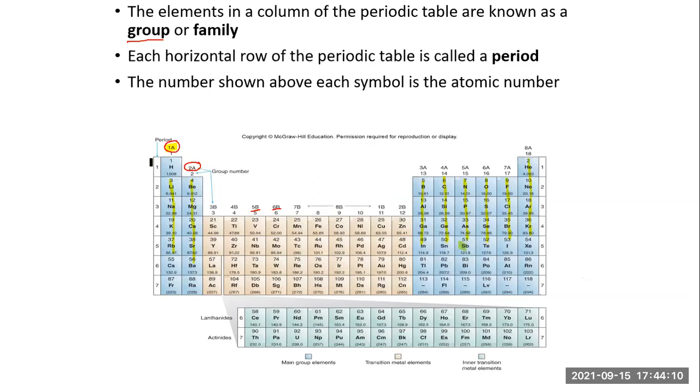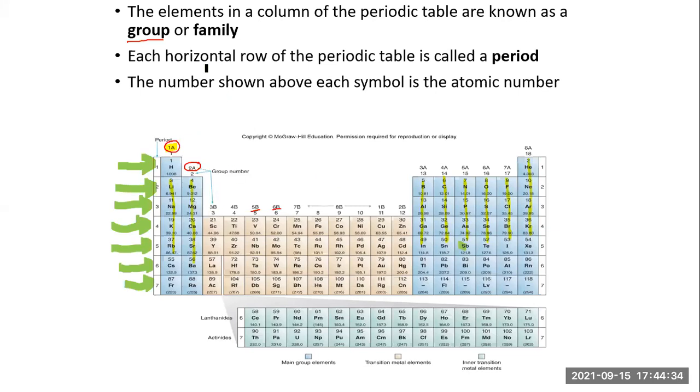Periods, on the other hand, go left to right, and there are 7 periods. So going that way is period 1, going that way all the way across is period 2, period 3, period 4, period 5, period 6, and period 7. So going all the way across are our periods on the periodic table. Up and down are our groups.